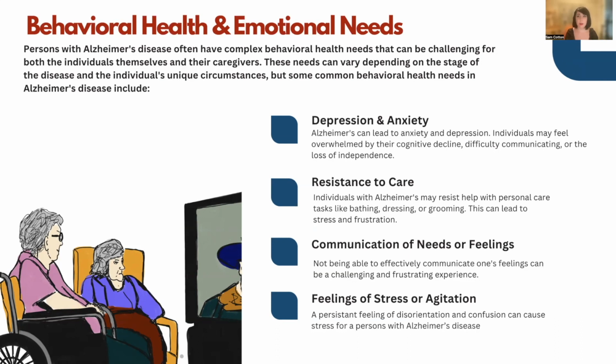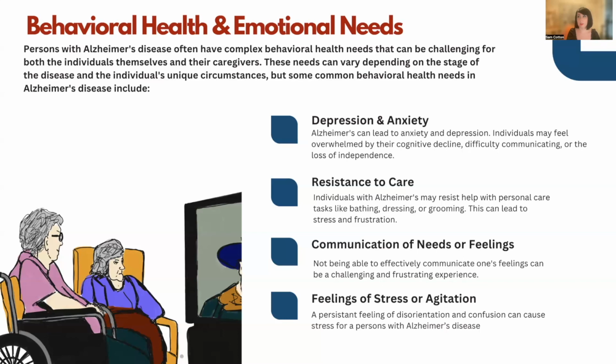These needs can be very different depending on the person, on the stage of the disease, on that person's unique circumstances. But in general, we know that there are a couple of areas where individuals with Alzheimer's disease and other types of dementia have some really unique needs. One being depression and anxiety. We know that Alzheimer's disease can lead to these two challenges for individuals.